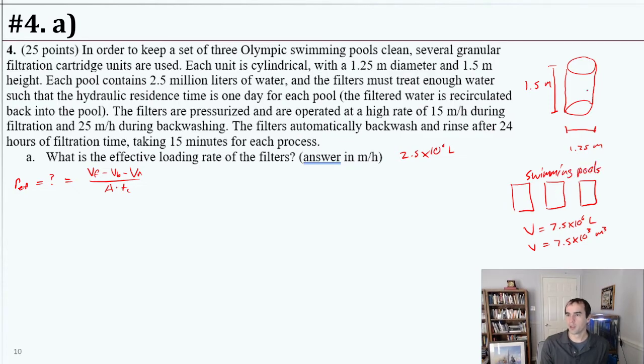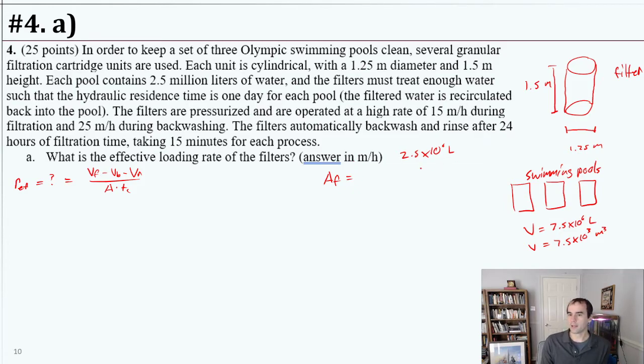Okay. Whereas this is one filter here. We don't probably need the height of the filter at all. That was just added to the problem. Probably considered a red herring. You don't really need it. The area of the filter, I guess maybe we'll need it if we do some sort of calculation with the amount of media we're using or something.